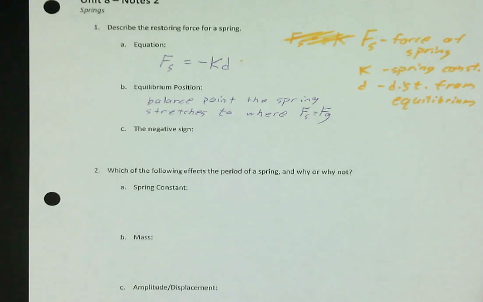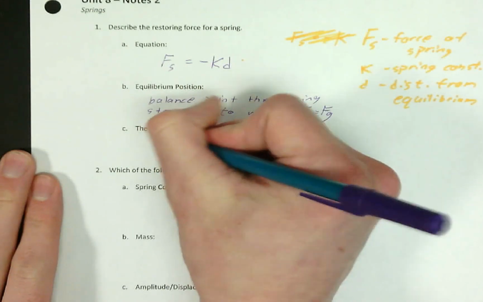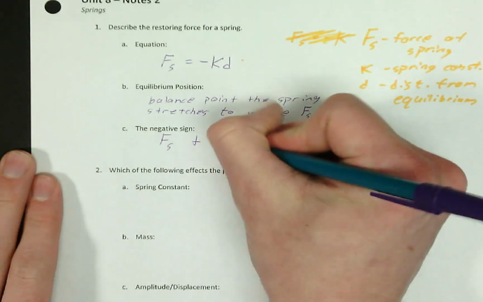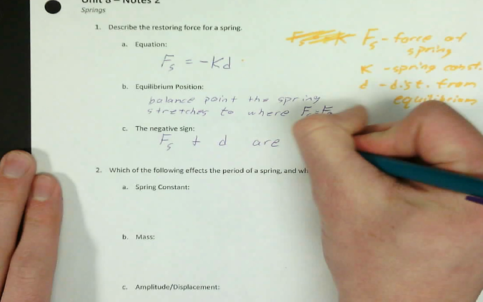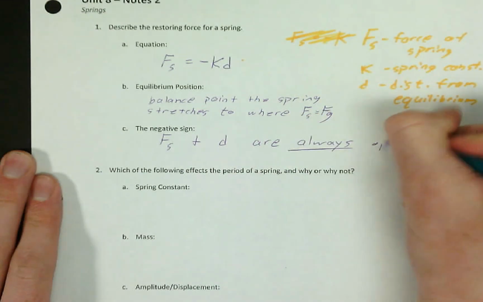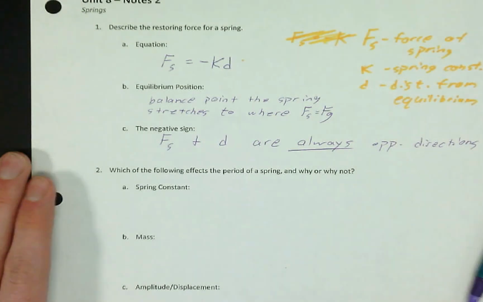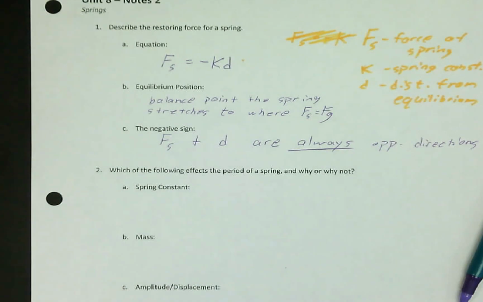Okay, and then lastly, just a little bit about this negative sign. We've mentioned this before, but Fs and d are always in opposite directions. So that's all it means. It just means those two things are always in the opposite direction of each other.